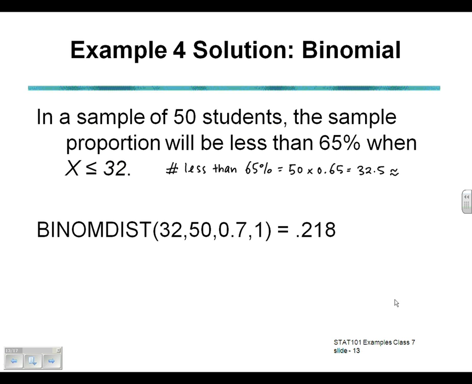And if we use the BINOM.DIST function in Excel, as we did with our previous examples, for the probability that x is less than or equal to 32, we have 32 as the number of successes, 50 as the number of trials, the probability of success, which in this case is 0.7, and cumulative as 1. So that will give us 0.218. So use the BINOM.DIST function to get that probability.